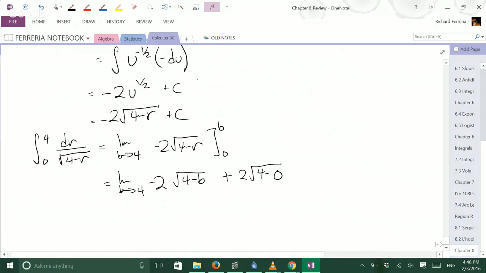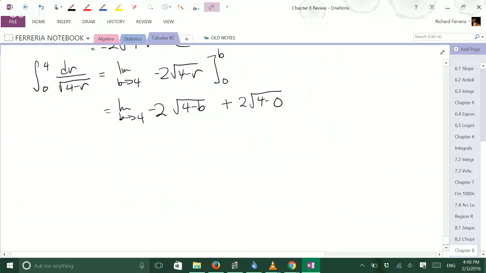We are almost finished. Is there any reason I can't substitute 4? Not at all. What's 4 minus 4? 0. Good. This is 0 plus 4. Done.